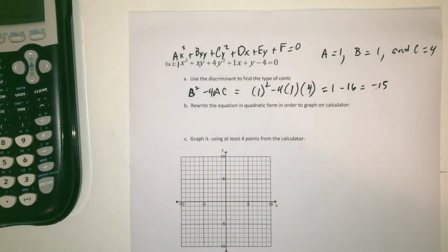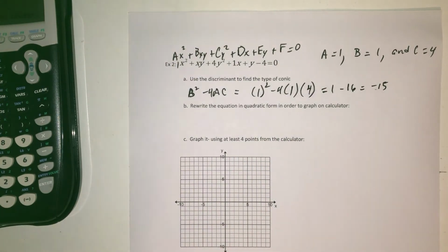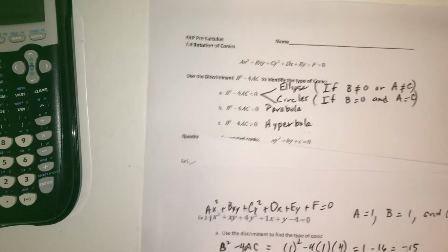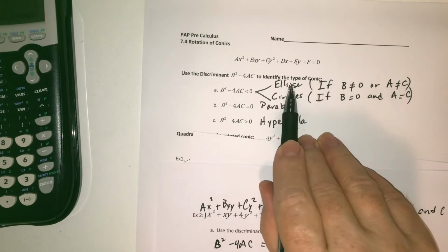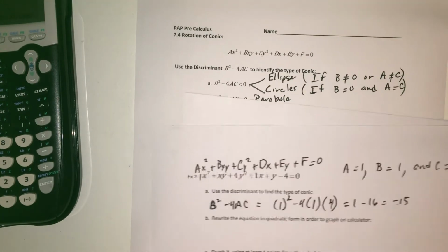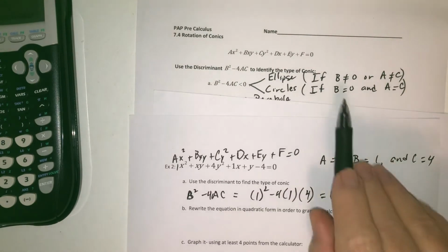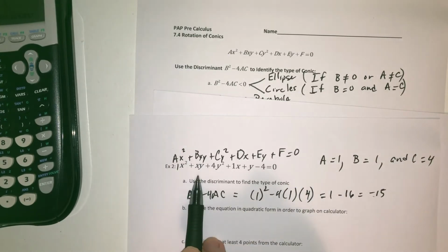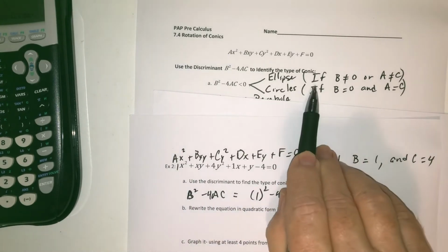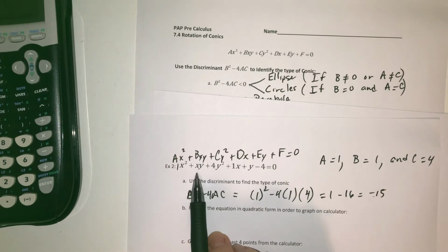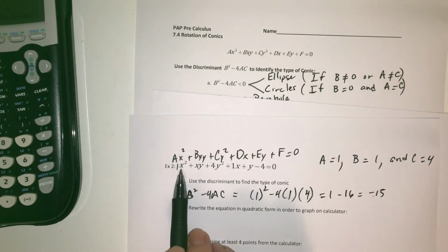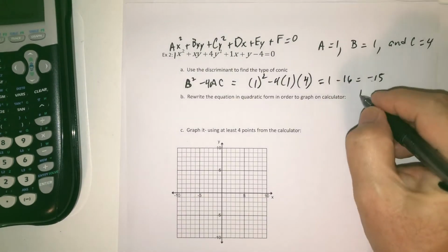If you refer back to the beginning, if it's negative, it's either an ellipse or a circle. For it to be a circle, b would have to equal 0. Well, b is not equal to 0, so it's not a circle. It is an ellipse because b is not equal to 0 and a is not equal to c. See, a and c are not equal. So this is an ellipse.